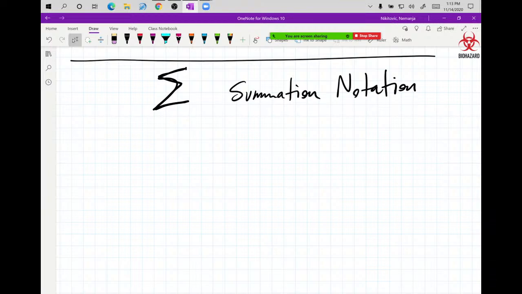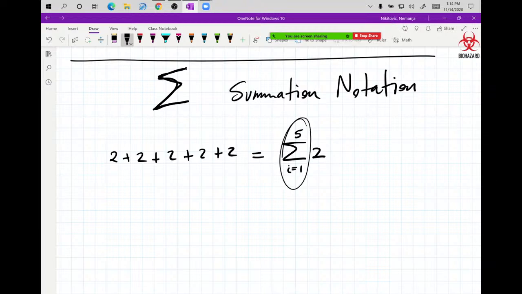So if I want to write 2 + 2 + 2 + 2 + 2, I can just write add 2, 5 times. So this number here, i equals 1 through 5, is a counter. And this is the formula that you are executing.